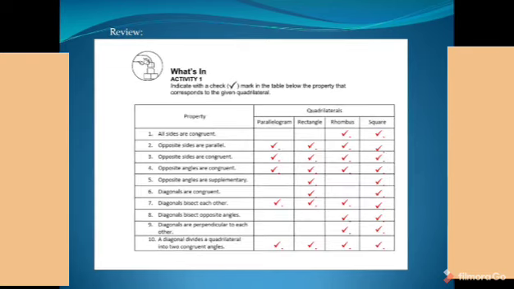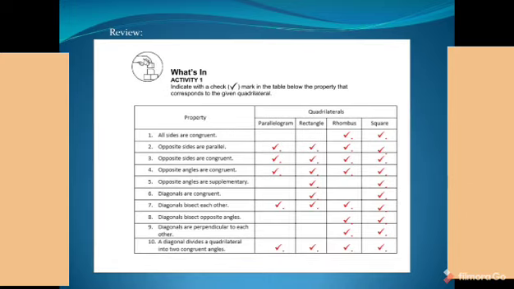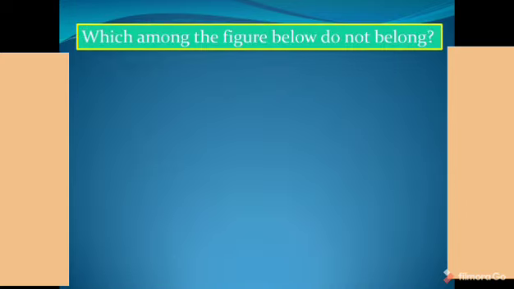That's correct. Again, these are the properties for the quadrilaterals, specifically parallelogram, rectangle, rhombus, and square. So this means that you are ready to proceed to the next level of our discussion. Let's take a look at this question. Which among the figures below does not belong to the group?